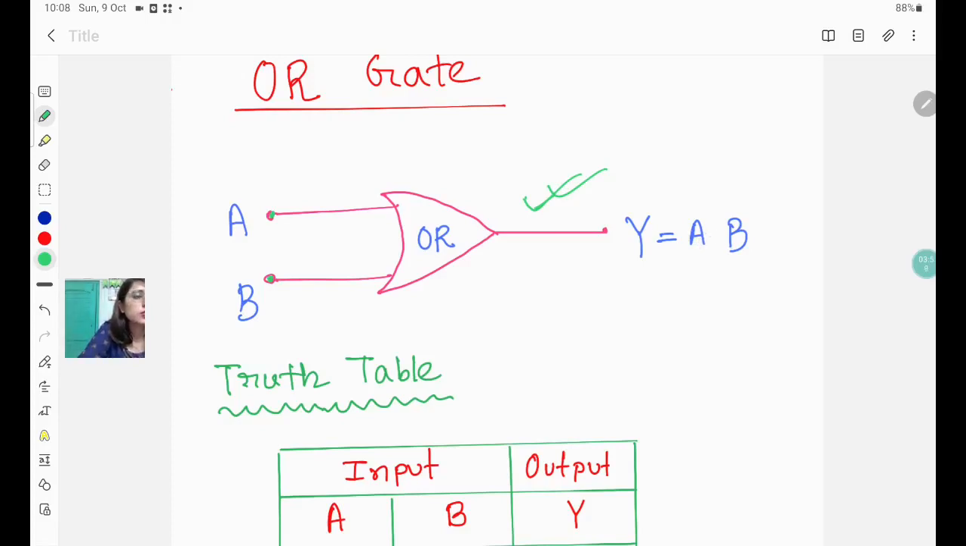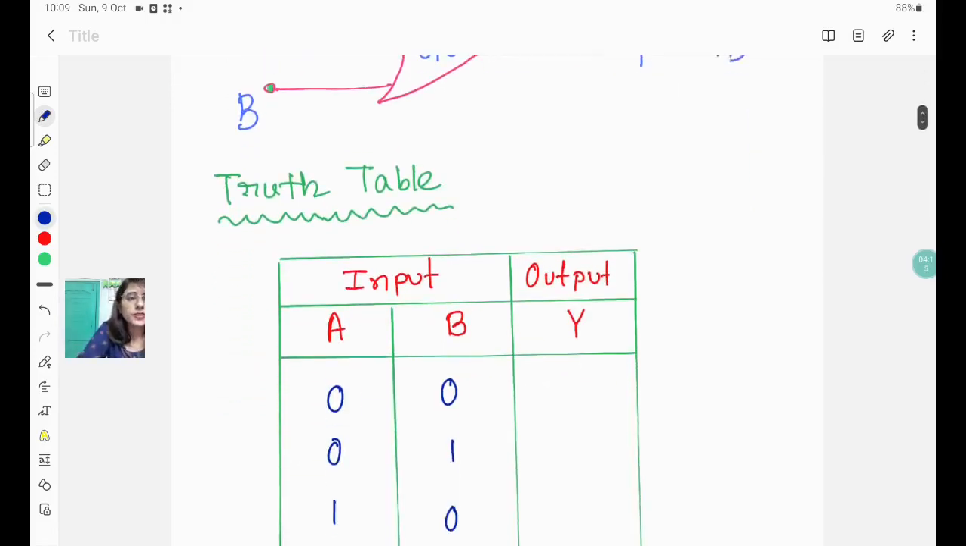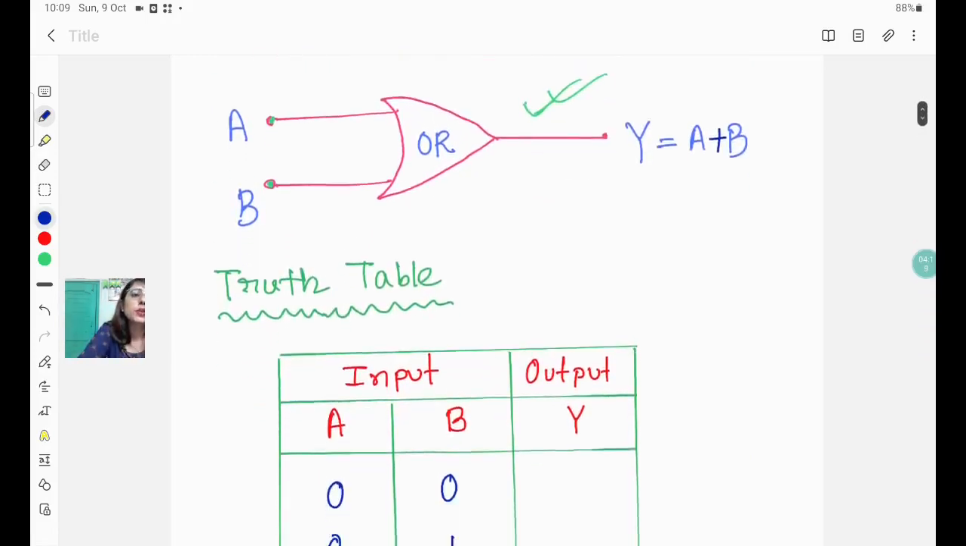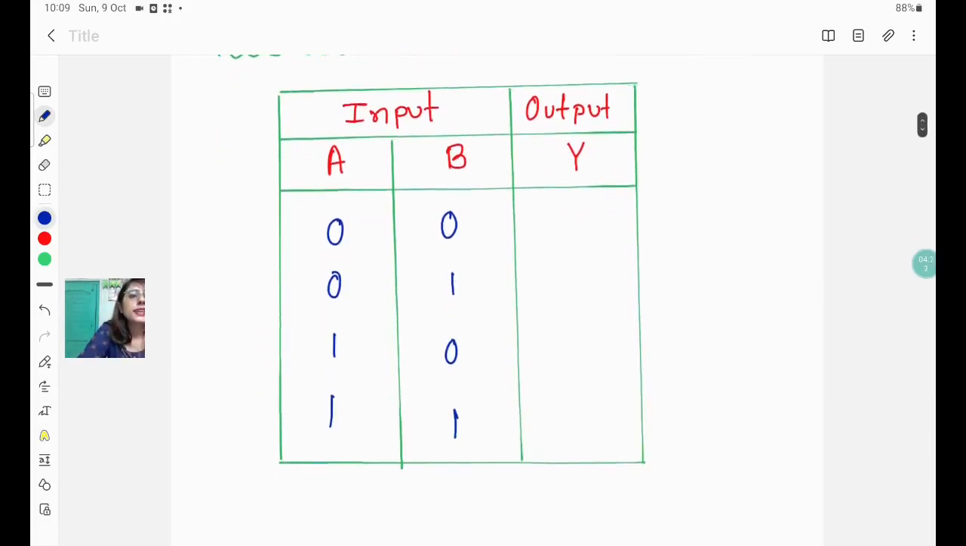Sorry, this is not dot, this is A plus B, and this plus is the OR operator. So the A and B are the basic inputs, and A plus B is the output. This is the basic OR gate, and if we write the truth table of this gate, this one is the circuit symbol, and the truth table is like that.